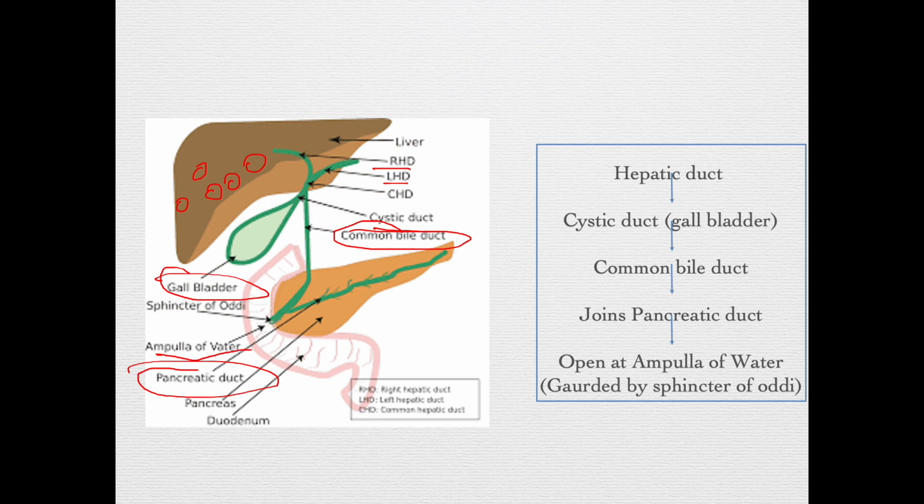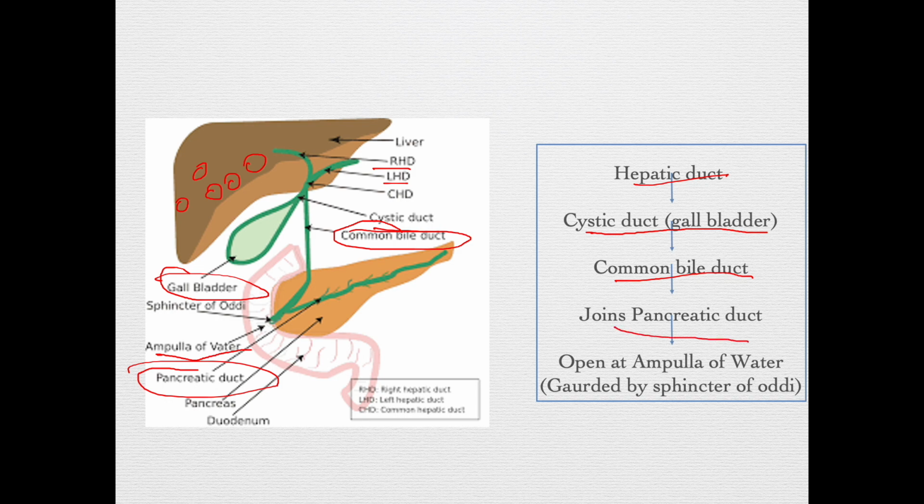So I've summarized the flow of bile in the flow chart. So the bile moves from the hepatocytes into the hepatic duct. This then is stored in the gallbladder, and the duct for the gallbladder is the cystic duct. Together, the hepatic and the cystic duct form the common bile duct, which joins the pancreatic duct and opens at the ampulla of Vater.